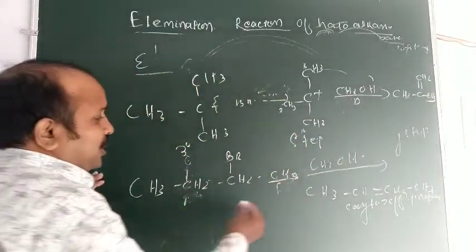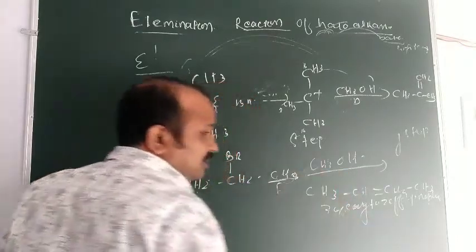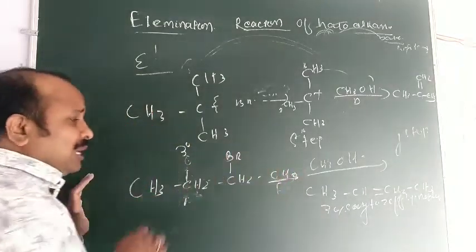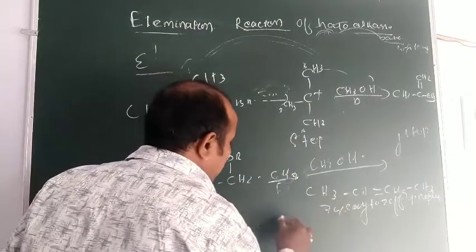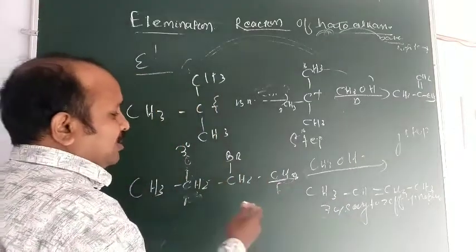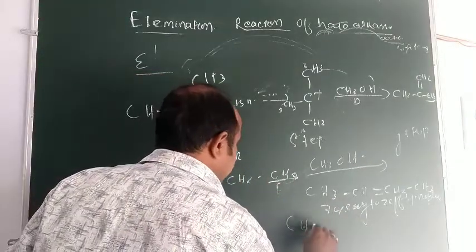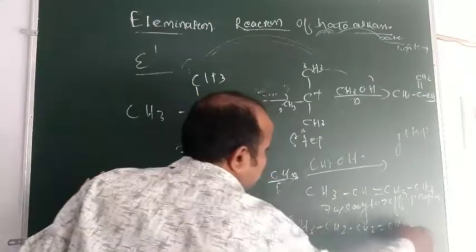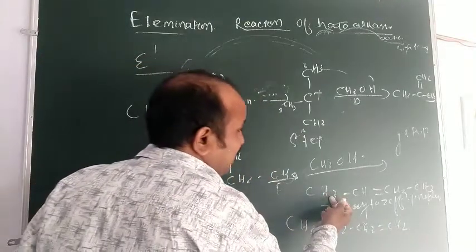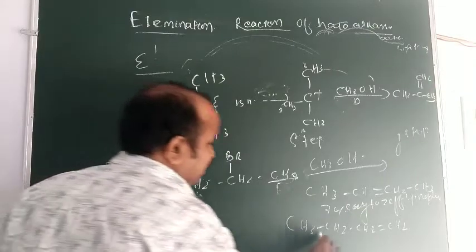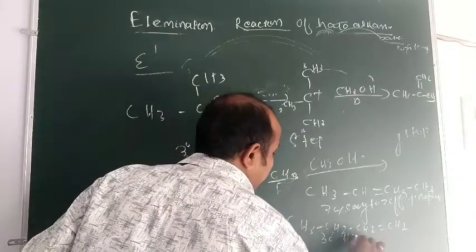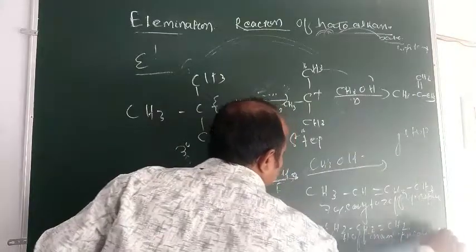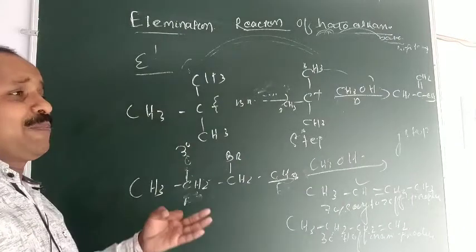But according to the Hofmann product, there is about 70%. Okay, that is the major product. But this beta hydrogen may also be eliminated according to the Hofmann product, with the lesser number of alkyl groups. So that may be CH3CH2 double bond CH2. Here is but-2-ene, here is but-1-ene, that is 30%. That is the Hofmann product. So you always prefer the Saytzeff products.